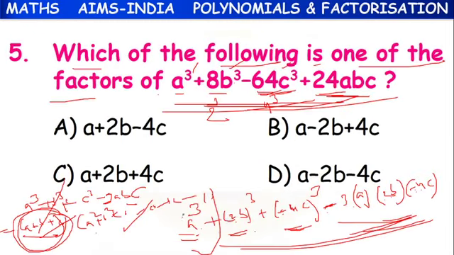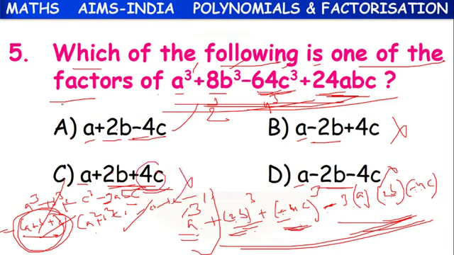What is a here? A only. In all terms we have a. What is b here? 2b. Minus 2b wrong. Plus 2b may be correct. So these two may be correct. C value is minus 4c. Minus 4c correct. Plus 4c wrong. So A option is the correct option.